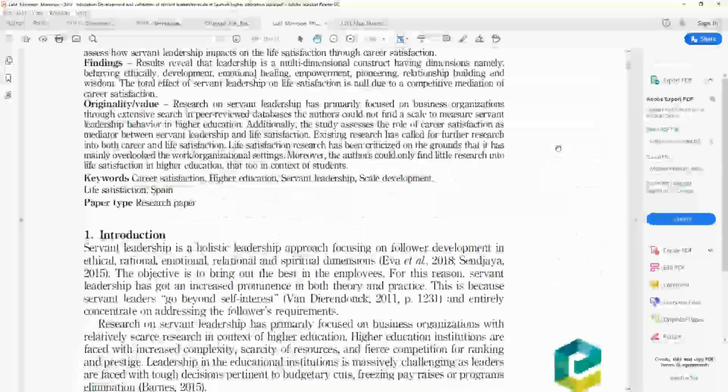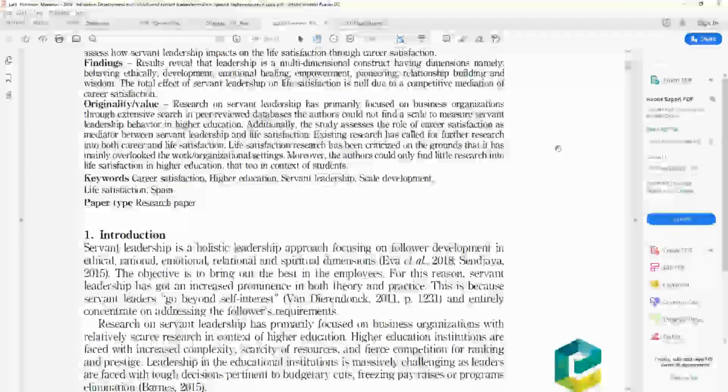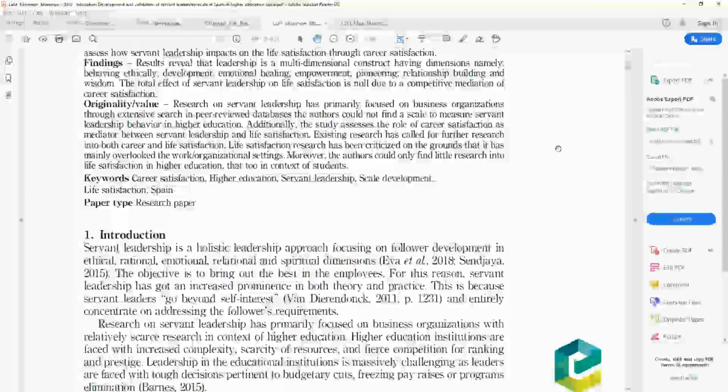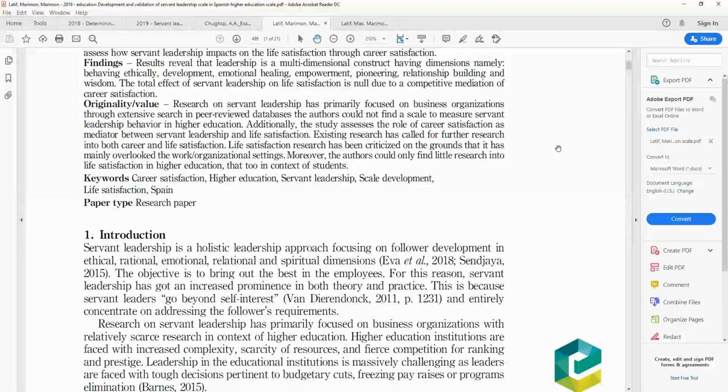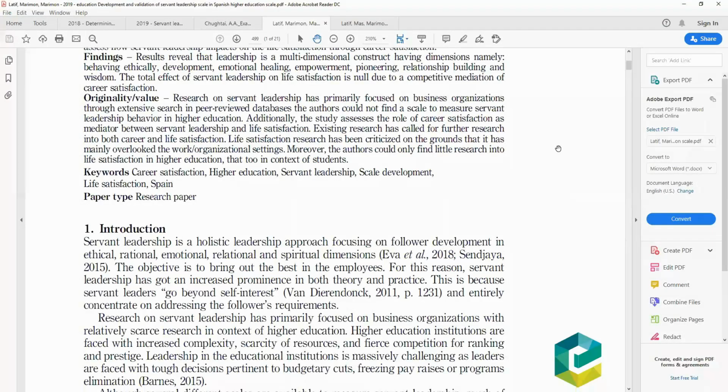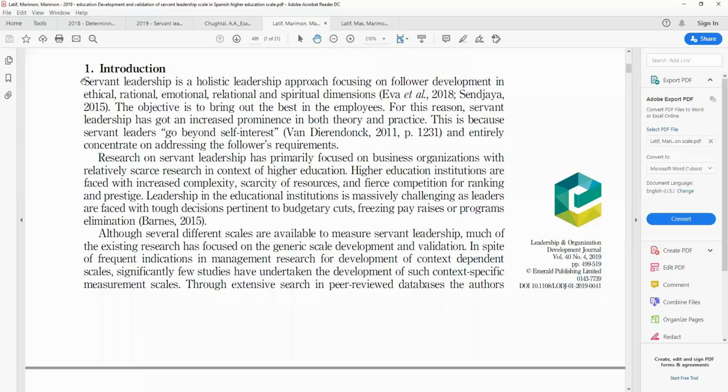So that's quite possible, and that is guided by the focus of the study or the need of the study. Or you see that, okay, servant leadership is a stronger variable to focus on. In this case, they have started with: servant leadership is a holistic leadership approach focusing on follower development in ethical, rational, emotional, relational, and spiritual dimensions. The objective is to bring out the best in the employees.